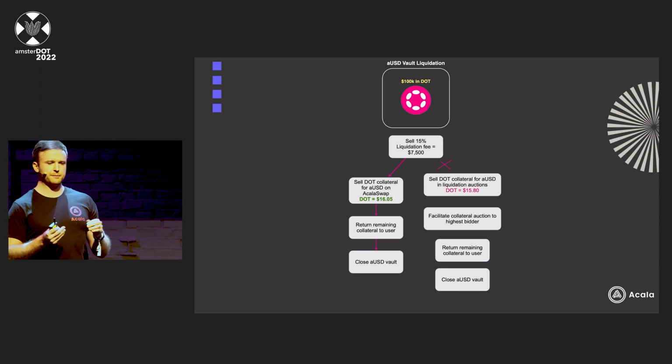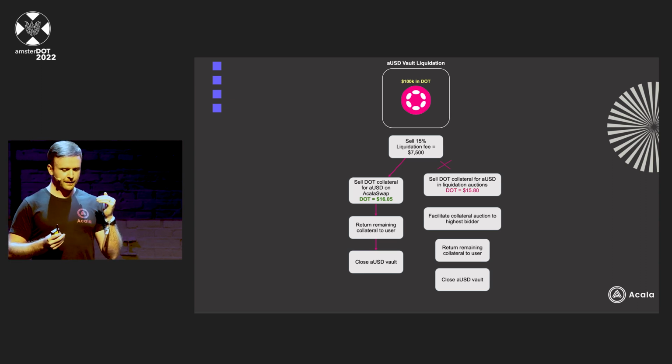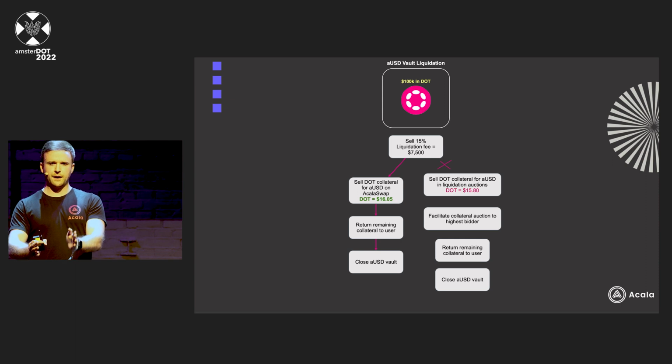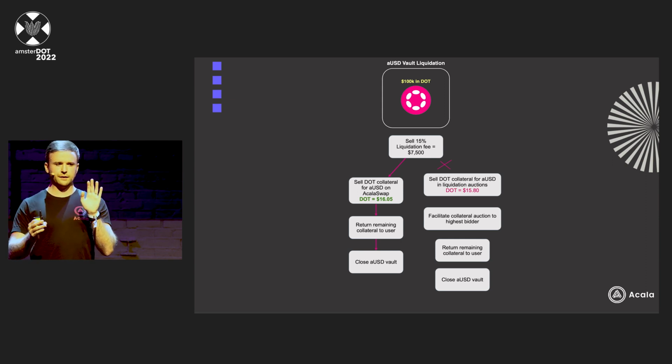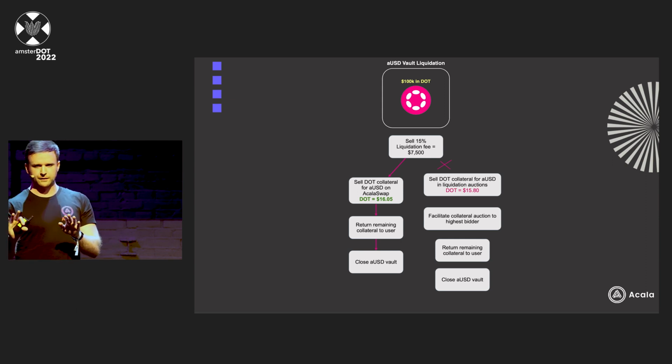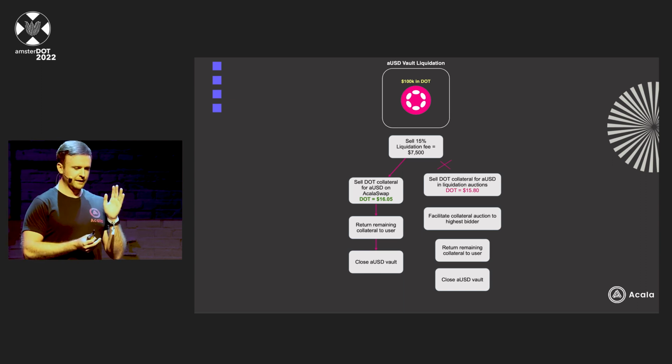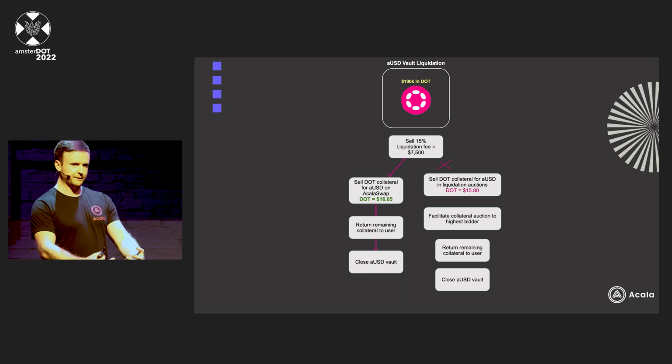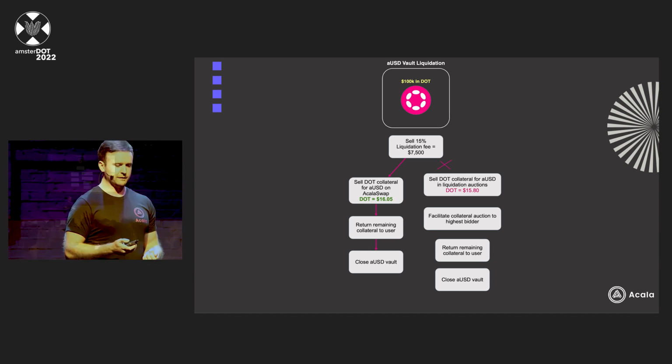So we want to give the best price to the user. What happens is the protocol compares whose price is better for the user. Is it the DEX or is it the liquidation bots? In this case, the DEX has the best price. So we go down that path, we facilitate the liquidation, and the vault is closed.